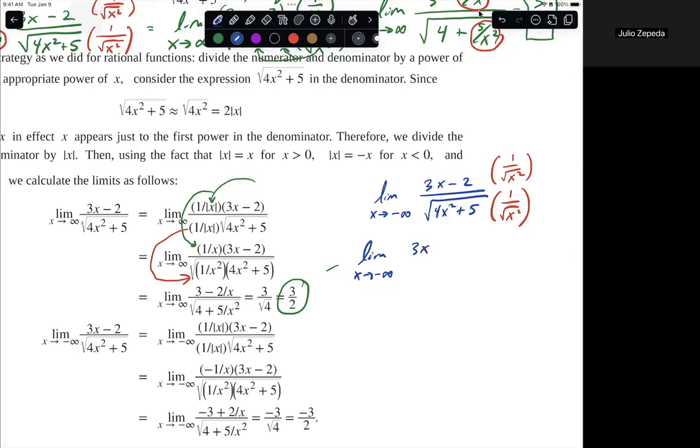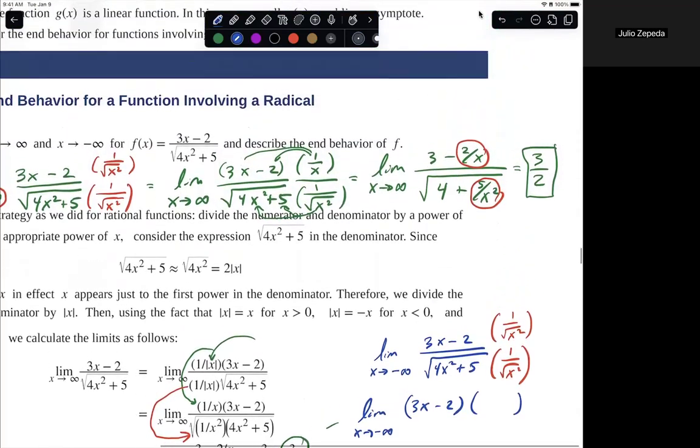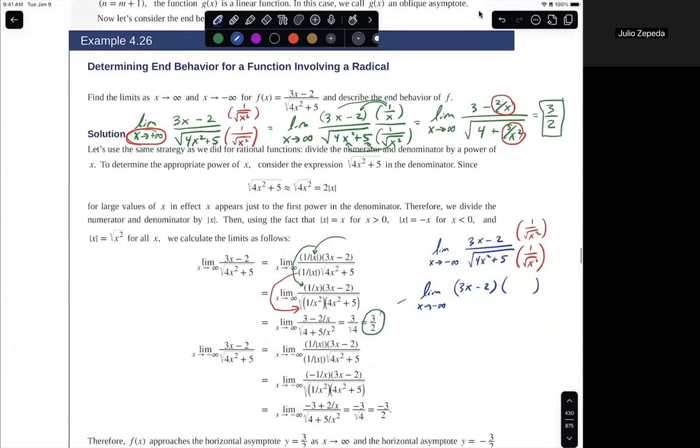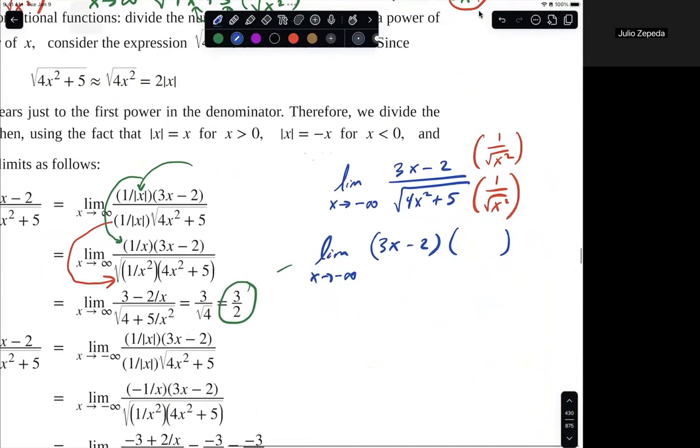So 3x minus 2. Well, how can we write 1 over the square root of x squared? We said earlier that the square root of x squared is equal to the absolute value of x. But in this case, since we're dealing with negative numbers, numbers less than 0, the absolute value of x is going to take on the form negative x, or the opposite of x. And so this is going to be negative 1 over x.